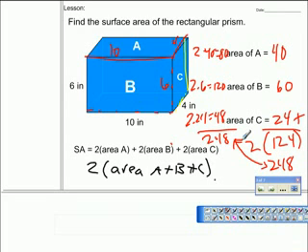B, this length here is 10. This is 6 right there. 10 times 6 is 60. Yes, ma'am. Yes, sir.